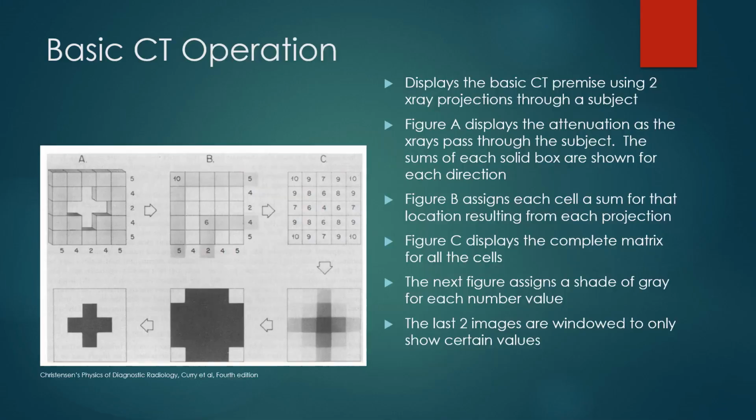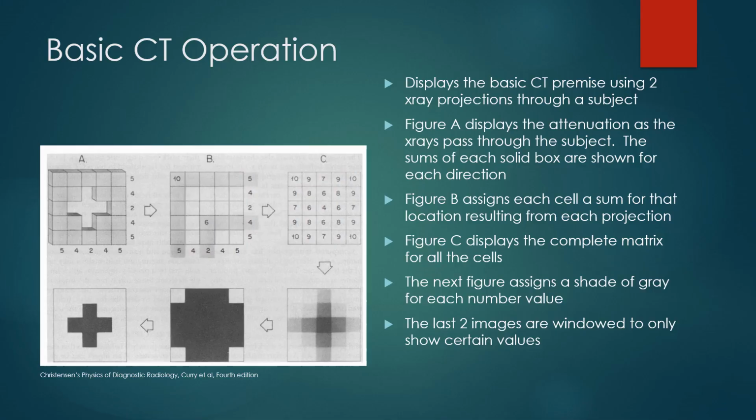This diagram depicts basic CT operation by showing only two projections. Figure A displays a pattern in the subject. The attenuation of the subject from all the solid cells from vertical and horizontal projections are listed. If the beam passes through 5 solid cells, the value is 5. This is done for each row and column. Figure B assigns each cell a value by using the sum of the row and column for the location of that cell. Figure C displays the resulting matrix from all the cells.